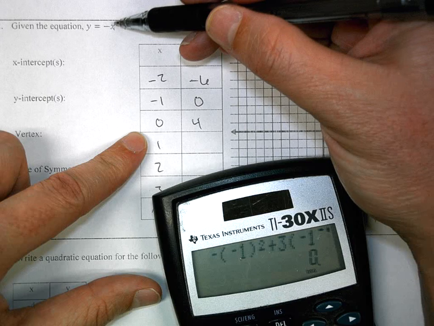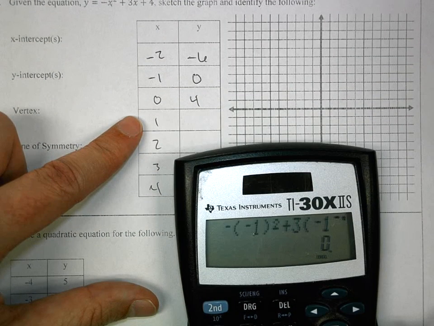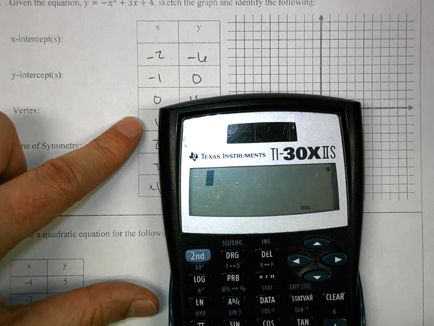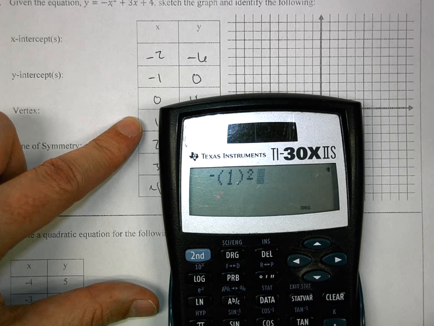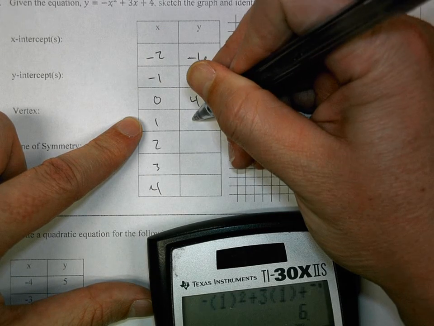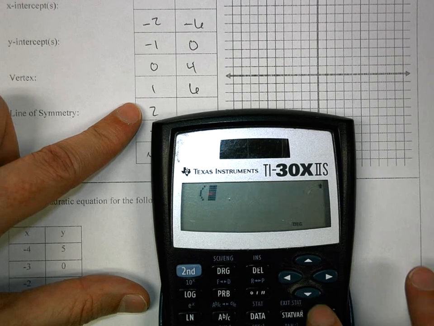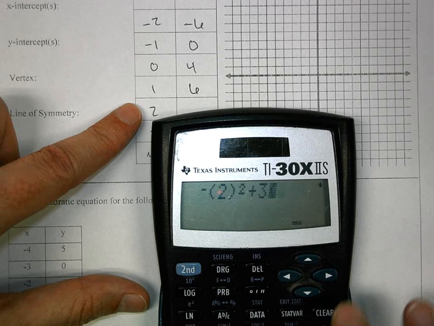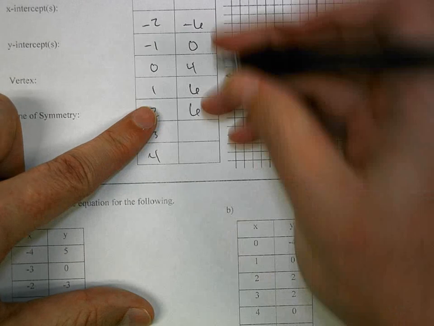When you plug in 1, you get negative 1 squared plus 3 times 1 plus 4. That gives you 6. You plug in 2. That's negative 2 squared plus 3 times 2 plus 4. We get another 6. And you'll see that they start repeating, so then you can go to 3 and 4.